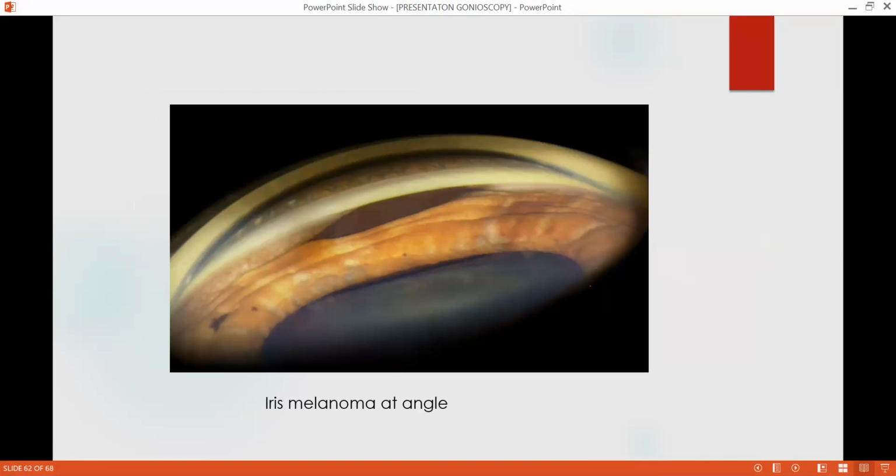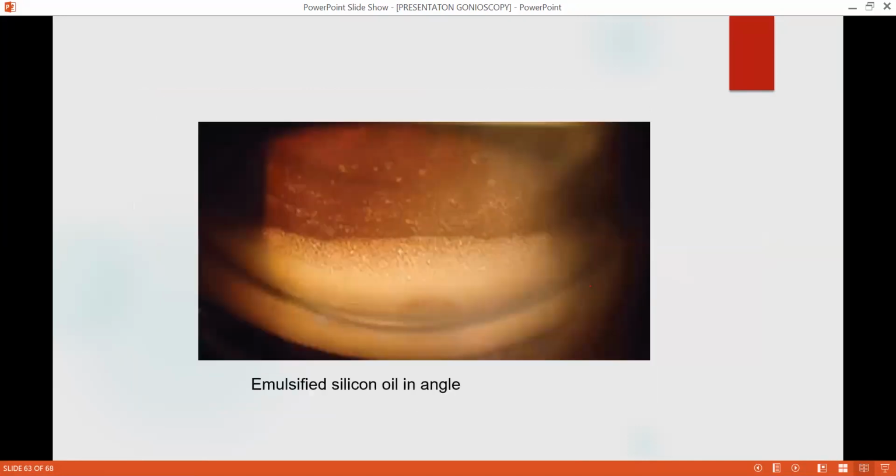It's a case of iris melanoma where part of the tumor is seen in the angle. The other structures are also visible, and it is an open angle with iris melanoma. This is a case of emulsified silicone oil in the angle, status post RD surgery. You can see small oil bubbles in the angle.